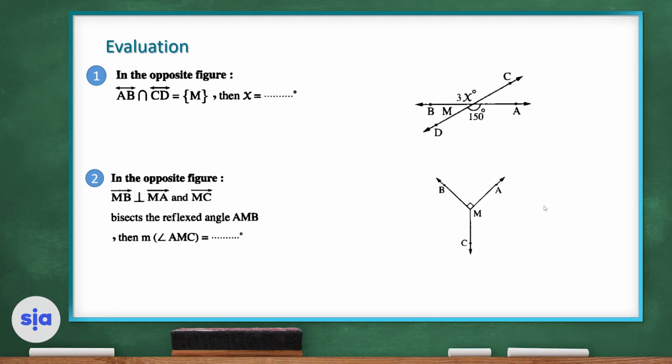Let's now move on to the evaluation part. Question number 1. In the opposite figure, AB straight line intersects CD straight line at point M. Then what is the value of x? That you can see here. So here, in the opposite figure, angle CMB and angle AMD are vertically opposite angles. So 3x is equal to 150. Then x is 50 degrees.